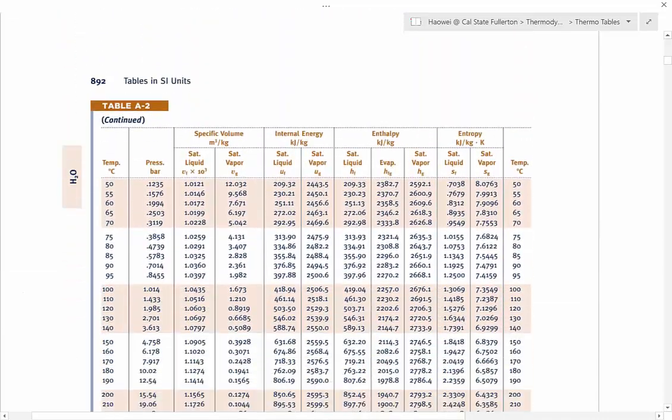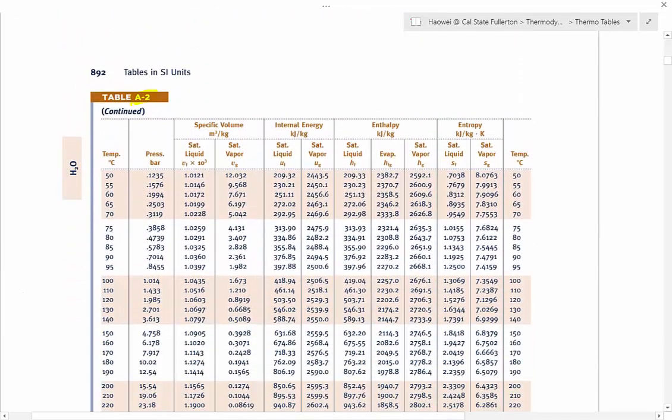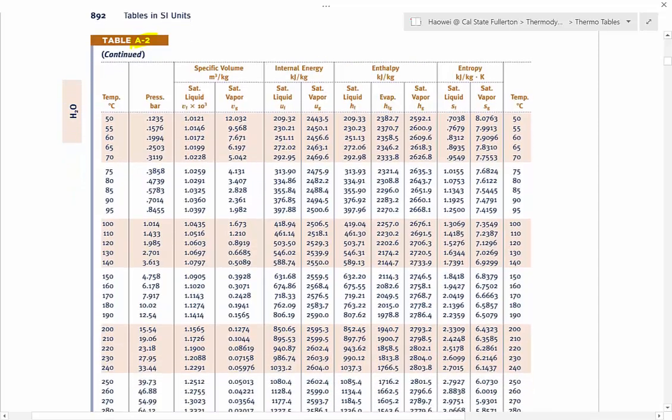Okay, so this is table A2. We start from temperature, which is 150 Celsius. Where's 150? Right here. The four numbers we need are new F, new G, UF, and UG. New G is here, UF is this one, and UG is this one. Okay, so we copy down those four numbers.